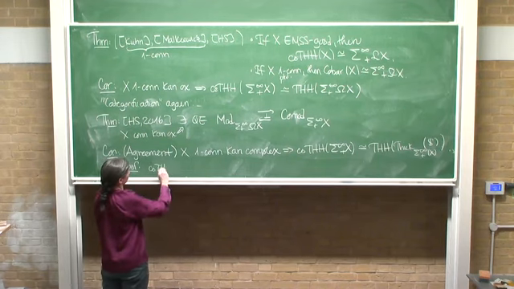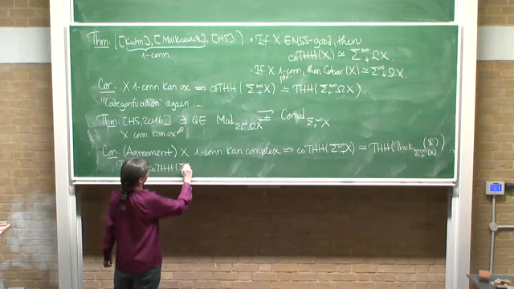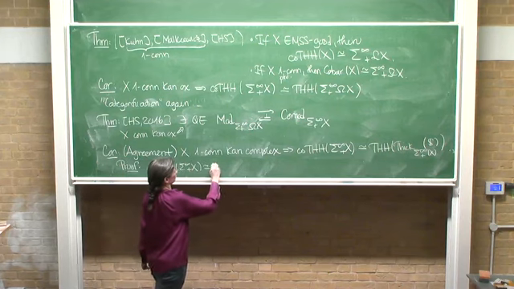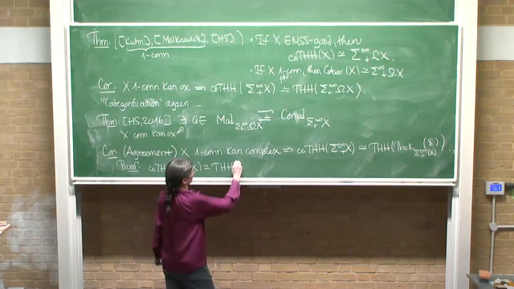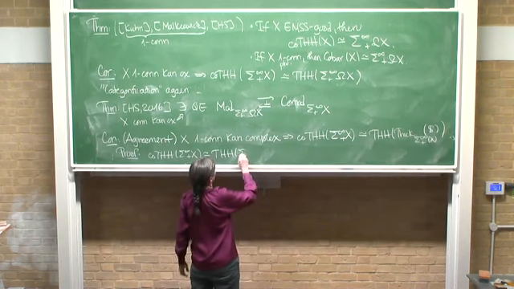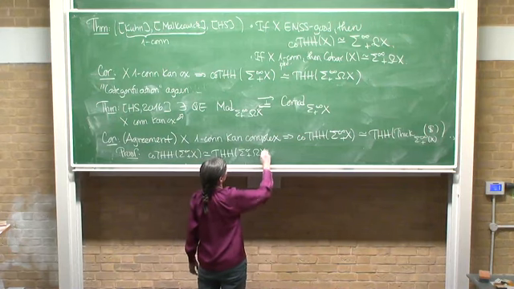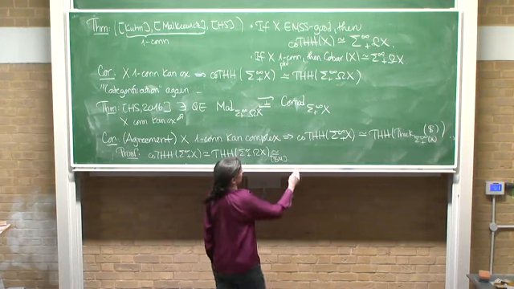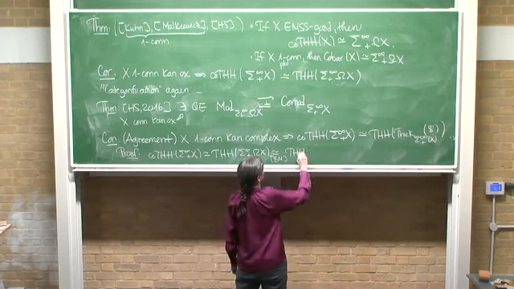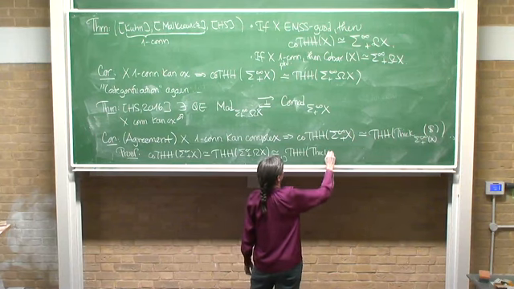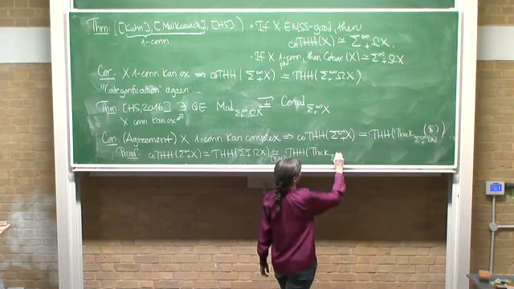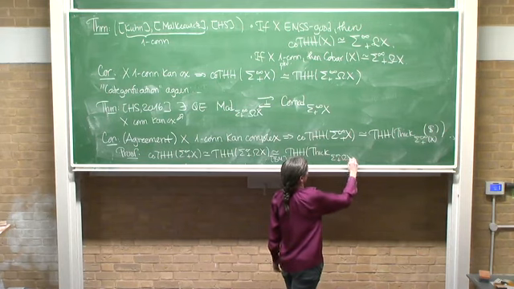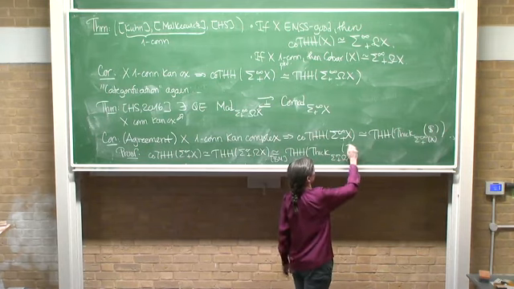So coTHH of the suspension spectrum of X is, by the previous result, the same as THH of the suspension spectrum of loops X, which, by the result of Blumberg and Mandell, is the same thing as THH of the fixed subcategory of a category of modules over the suspension spectrum of the base loops.